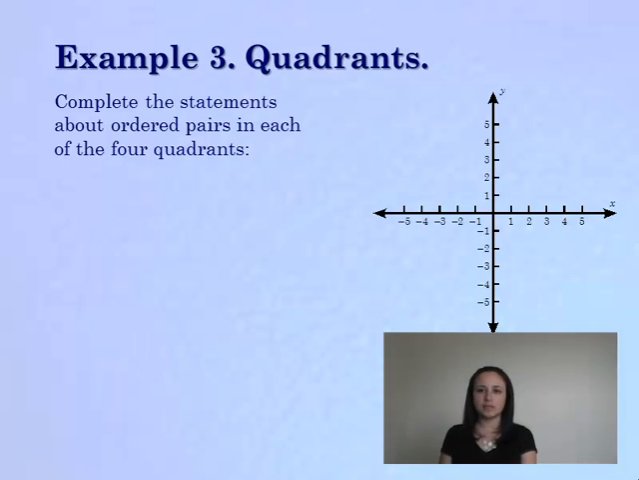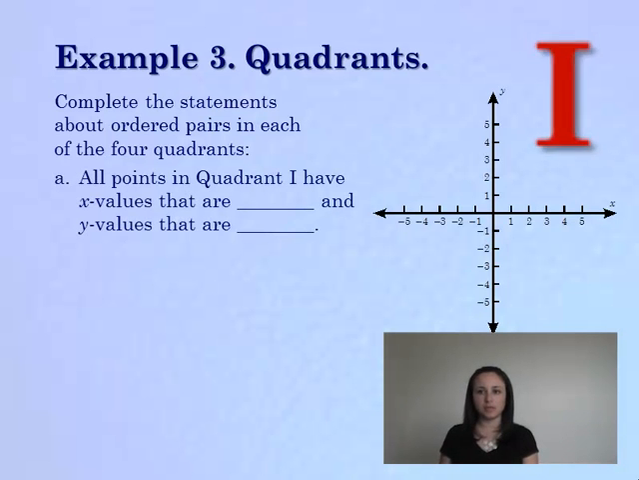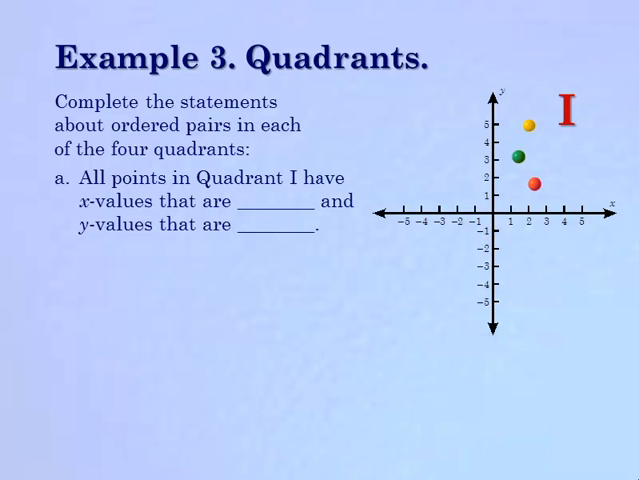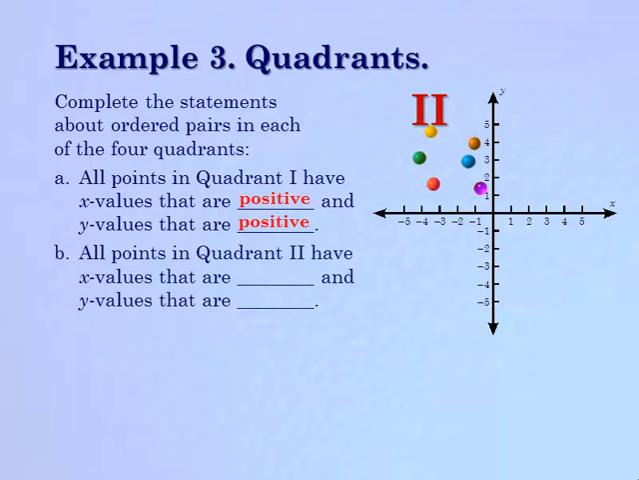So let's complete the statements about ordered pairs in each of the 4 quadrants. So all points in quadrant 1 have x values that are positive or negative, and y values that are positive or negative. What would you put in each of those? So you're right, positive values and positive values. X values and y values are always positive in the first quadrant.